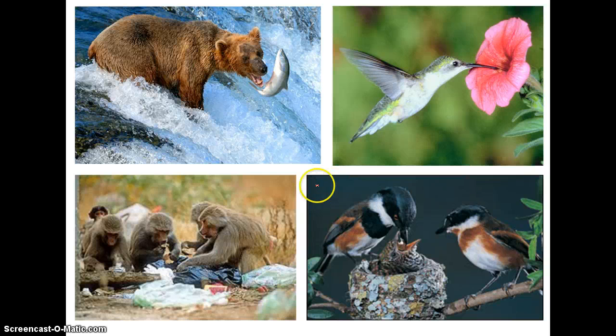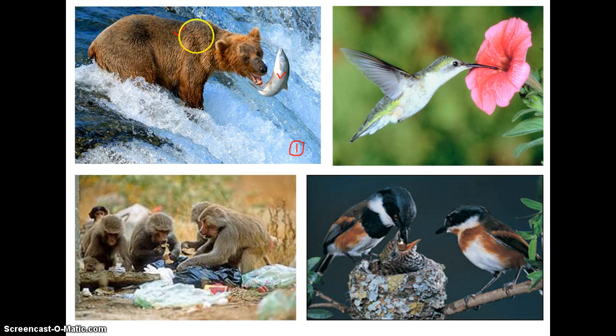So there's 4 interactions that are pictured here on this page, and I just want to spend a little time and talk about each one of them and how they are significant to this study of communities, the community level of organization. So let's start right here with this first picture. We have a grizzly bear standing in a nice roaring river, about to catch a fish in its mouth. So this is an example of two species. So we have the bear and we have the fish.